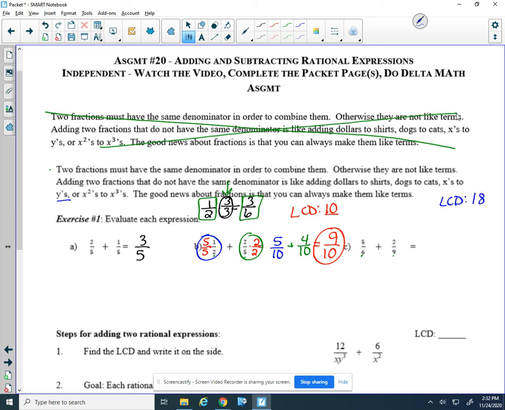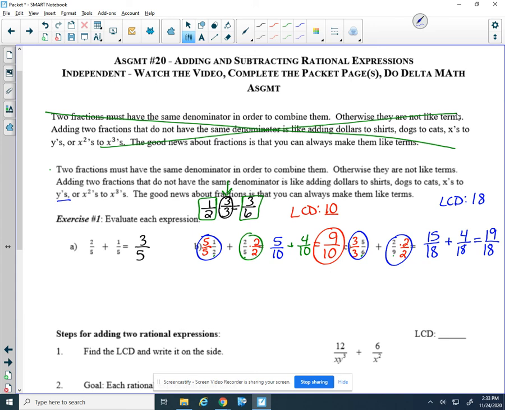So my first fraction to get to 18, I would multiply by 3. And my second fraction to get to 18, I would multiply by 2, once again using that fraction that's equivalent to 1. So my first fraction becomes 15 over 18, and my second fraction becomes 4 over 18. So now we have 18ths, we can add them together. We have 19 of them, or 19 18ths.